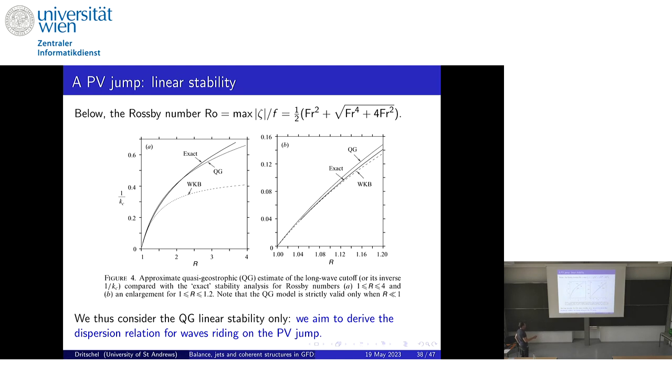but basically a Rossby number around 2.5 is a Froude number of 1. The QG limit is really good, even up to Froude number 1, where you might find shock formation and shallow water might not be valid anymore. So it turns out to be an excellent approximation.